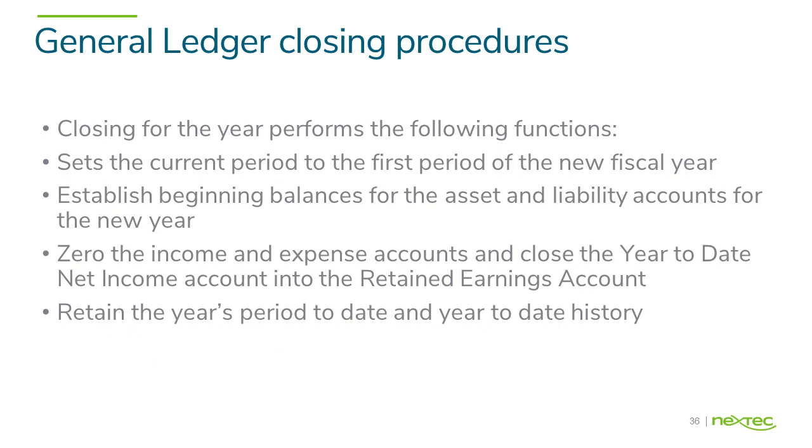So what does closing the year end do in general ledger? Well, it sets the current period to the first period of the new fiscal year. It establishes beginning balances for the asset and liability accounts for the new year. It zeroes the income and expense accounts and closes the year-to-date net income account into your retained earnings account. And then lastly, it retains the year's period-to-date and year-to-date history.